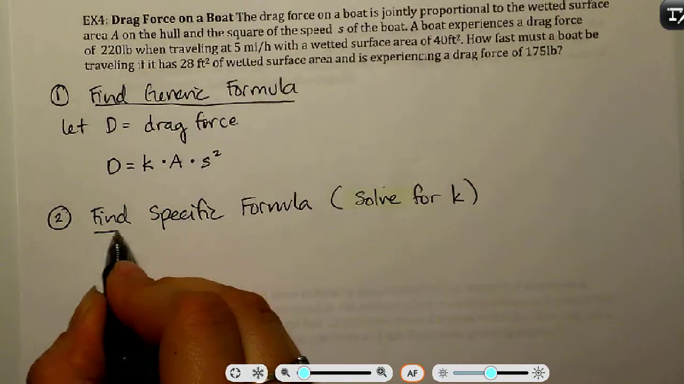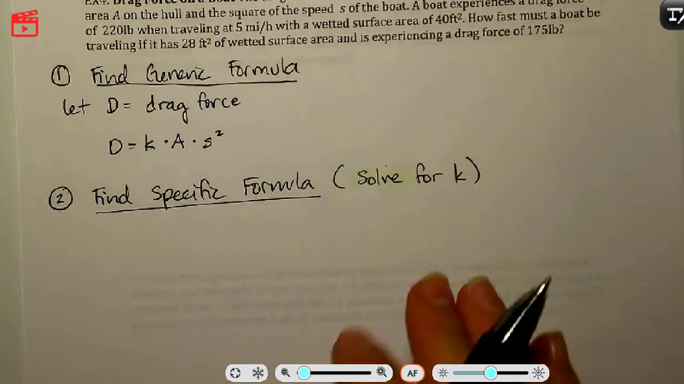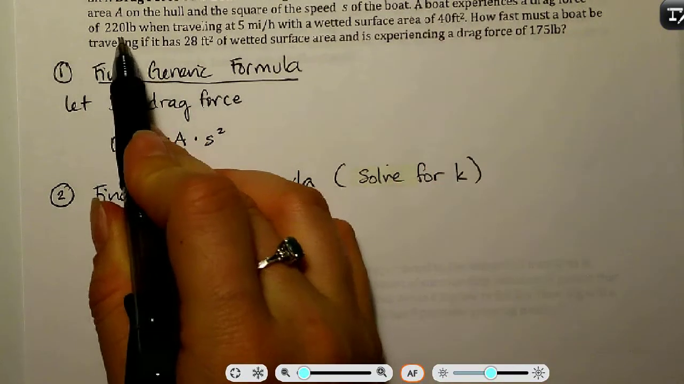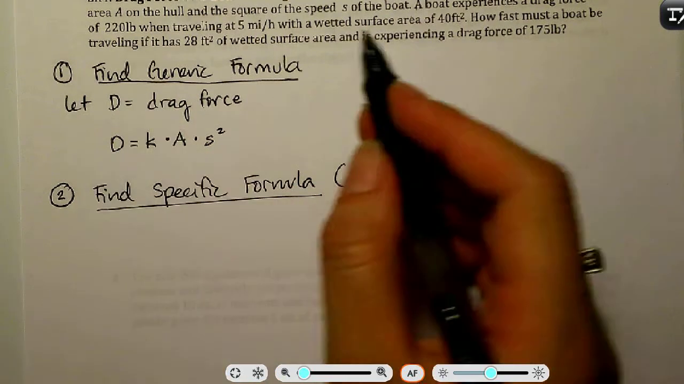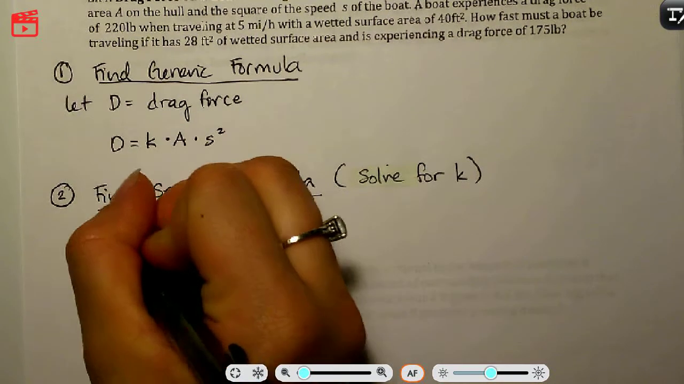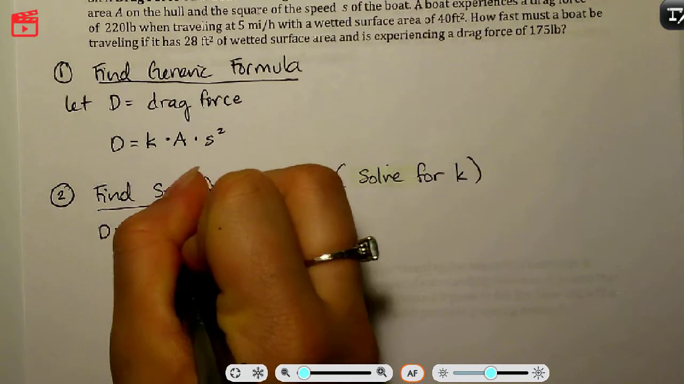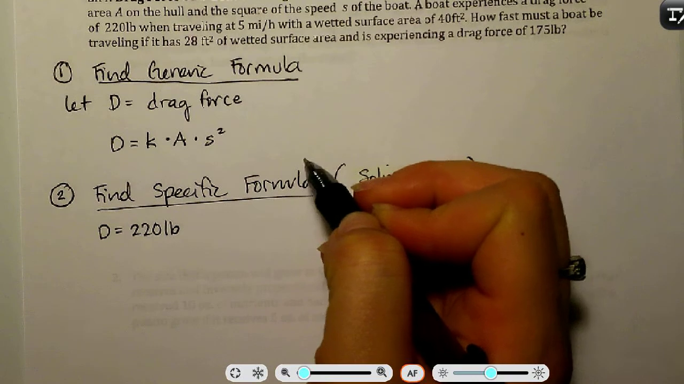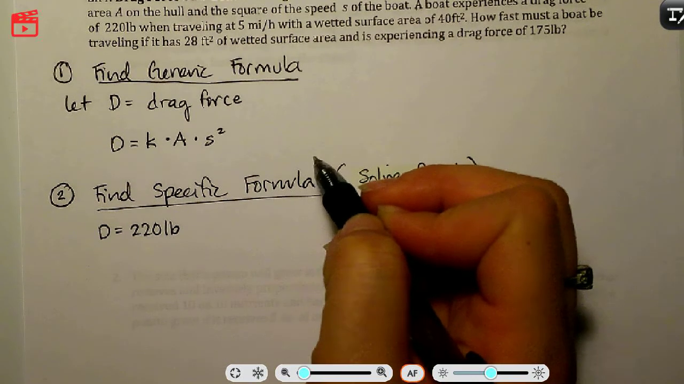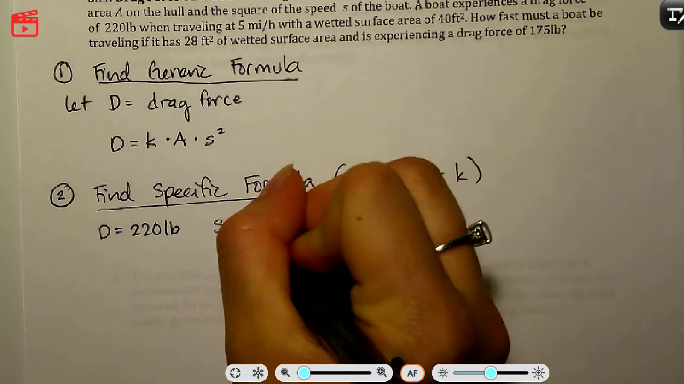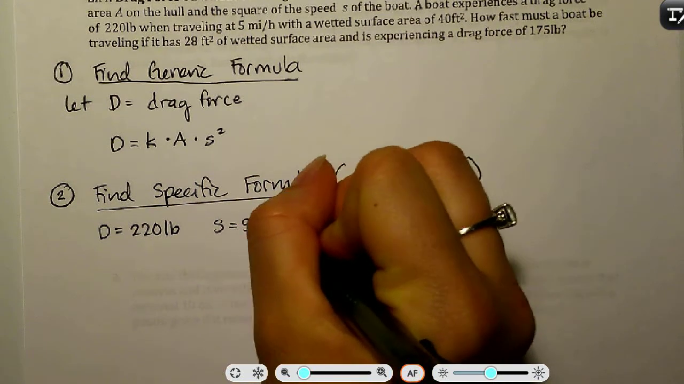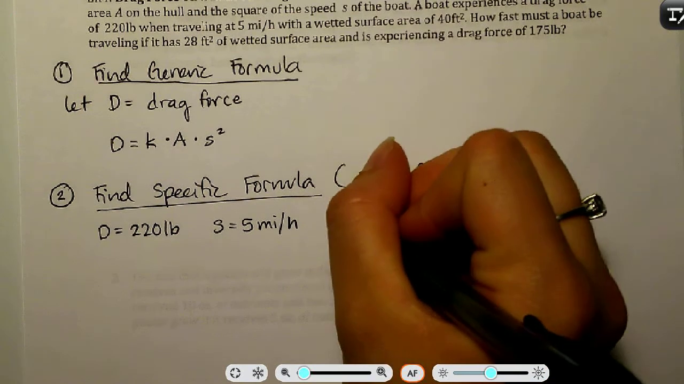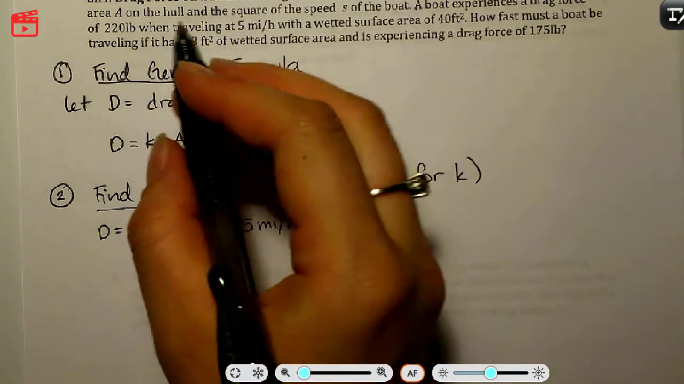So that's what we're going to do. Find the specific formula, and we normally end up using the second equation. So it says a boat experiences a drag force of 220 pounds. So the drag force was D, so it says 220 when traveling 5 miles per hour. Okay. So the speed of the boat, S, is going to be 5 miles per hour, with a wetted surface area of 40 feet squared. So wetted surface area was A.